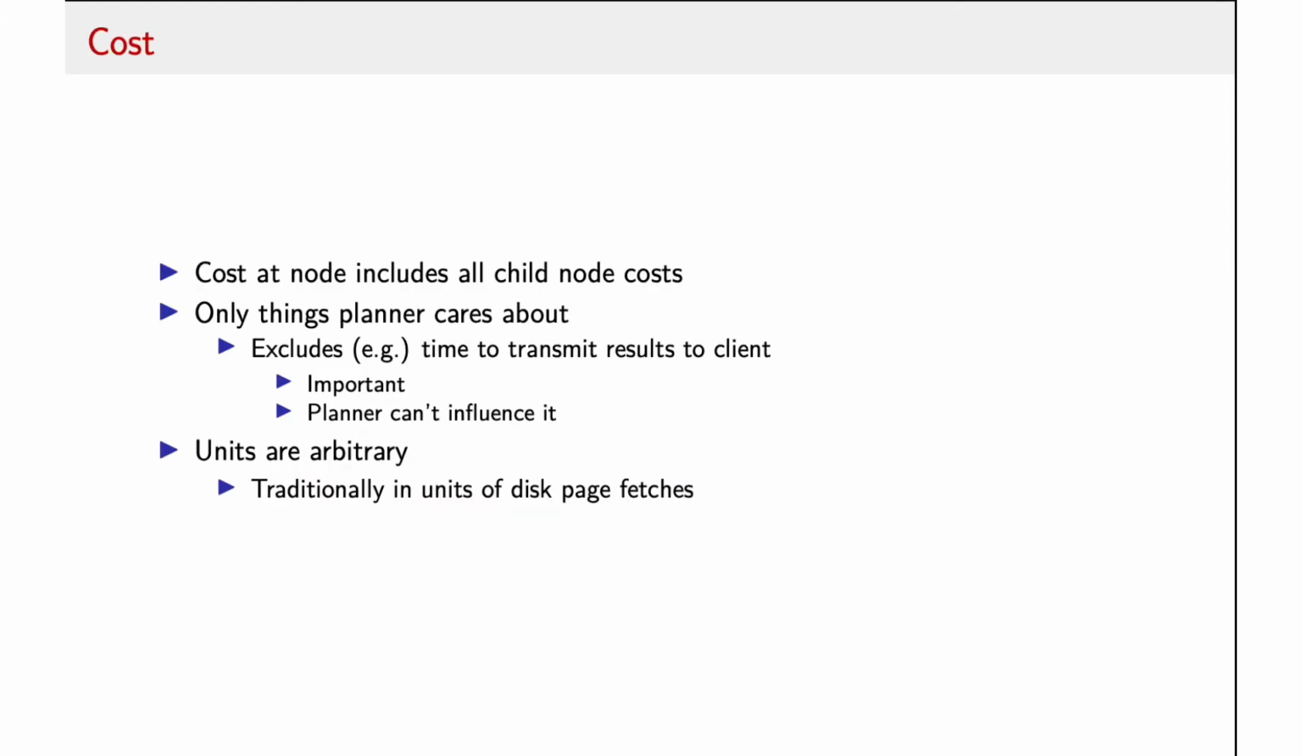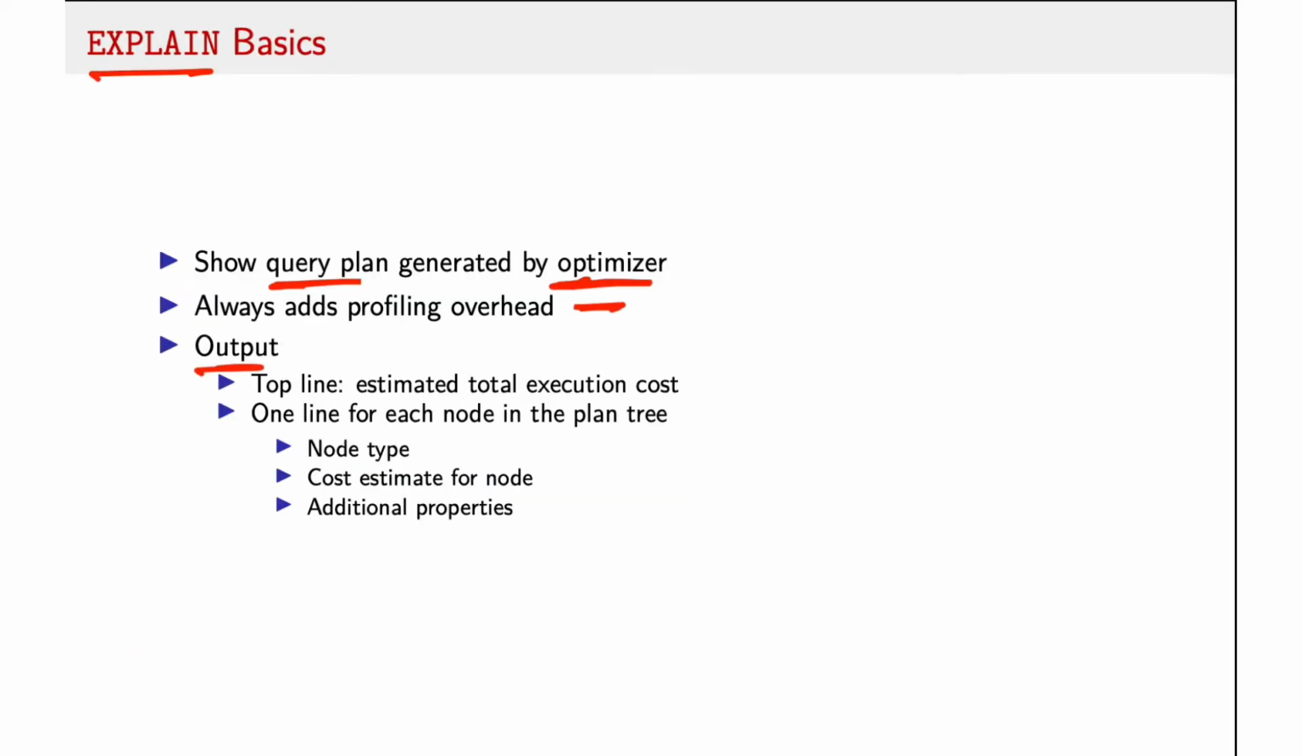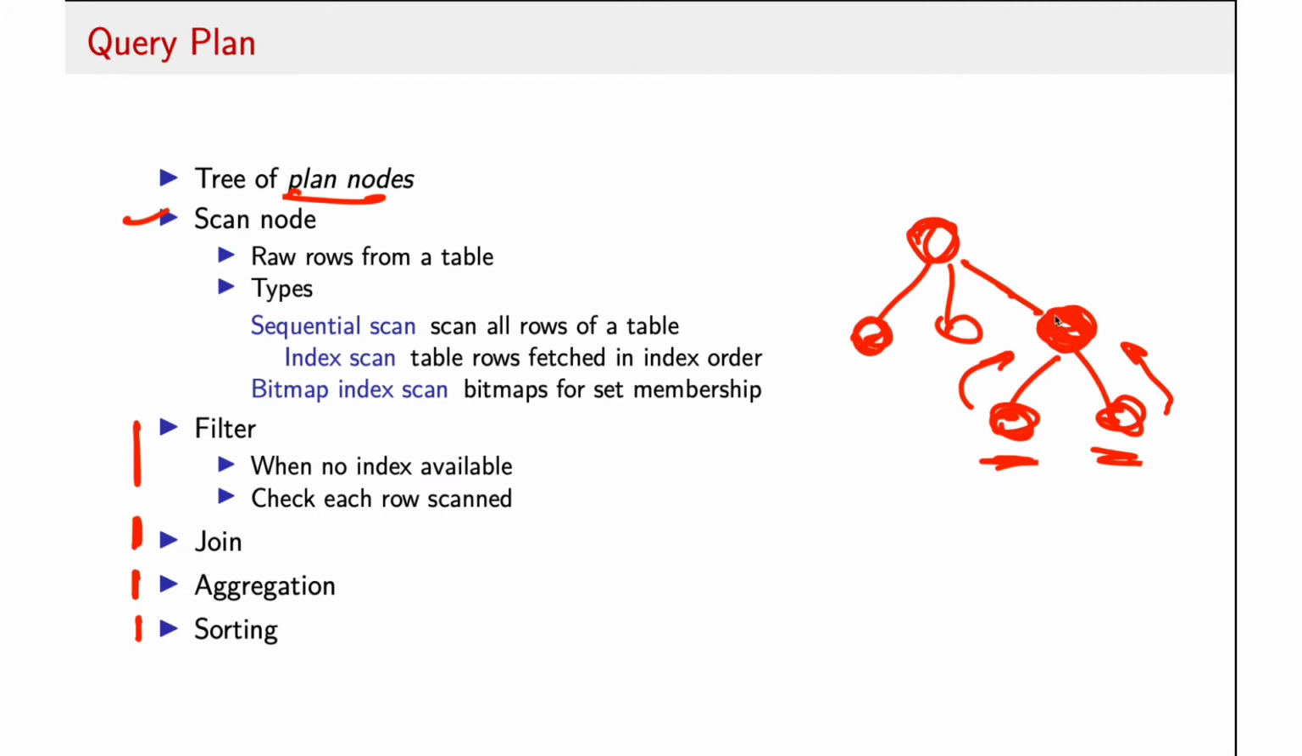Here's just some additional details. I've mentioned some of these already. So the cost at a particular node includes the cost of all of the child nodes. That was what I was talking about back here when I said that this node, for example, is going to have a cost that it incurred itself, plus the cost of the nodes that are its children.